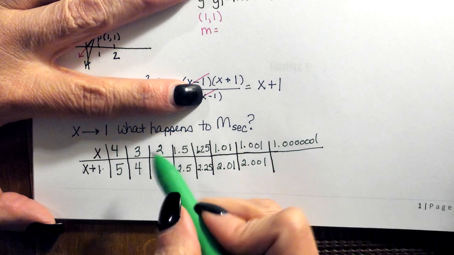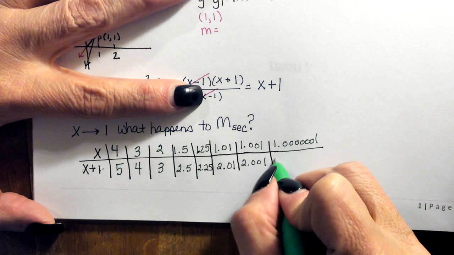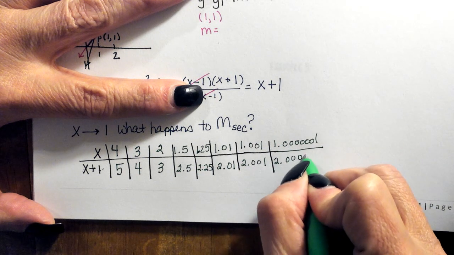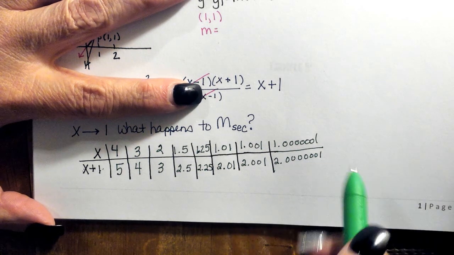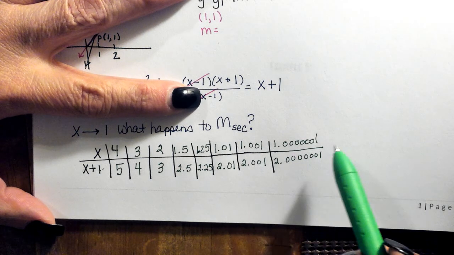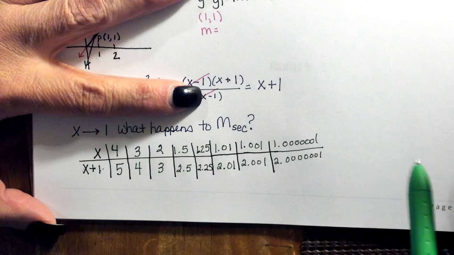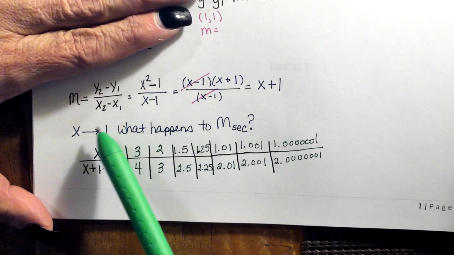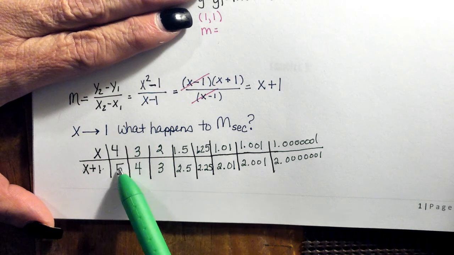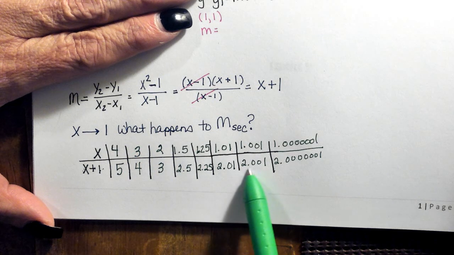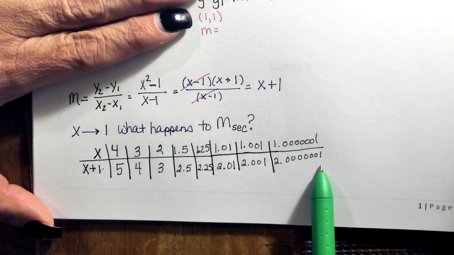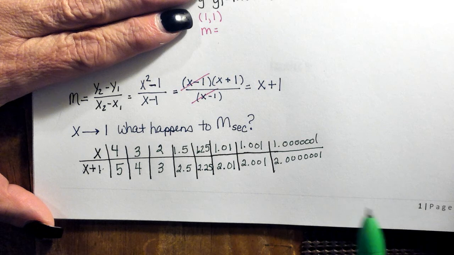Well, do you see how you're just adding one to it? So 2.0000001. And I could keep going. I could do, how about 1.0001? It would be 2.0001. So as the x approaches the 1 value, what is this going to? This is getting really, really close to what value? It's the value of 2.